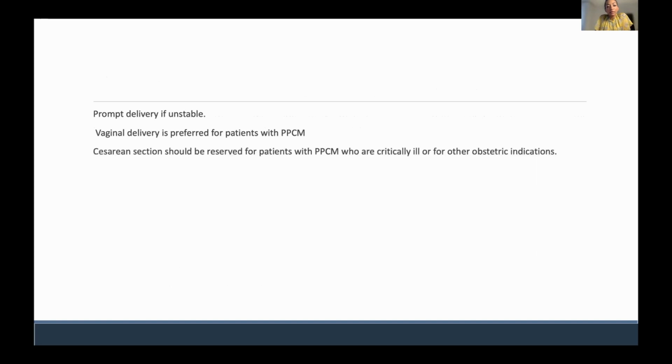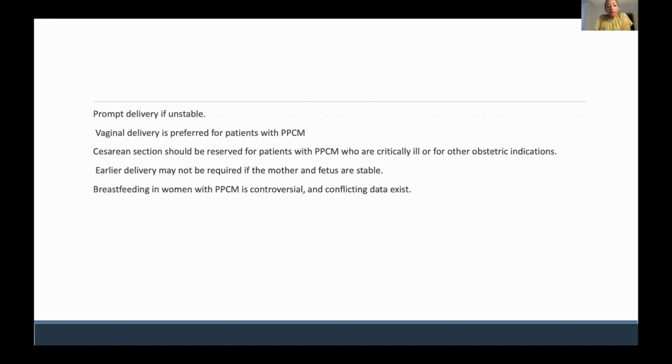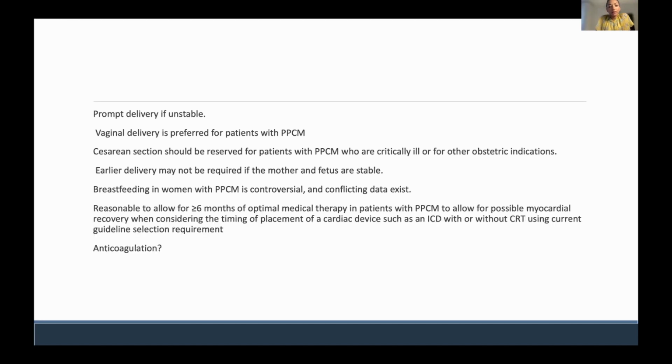Vaginal delivery is preferred in general, but C-section is reserved only for patients who are critically ill or if they need it for other obstetric indications. Early delivery may not be required if the mother and fetus are stable. There is a higher risk of fetal complications associated with peripartum cardiomyopathy, including IUGR and fetal loss. Breastfeeding is controversial, and again, ACE inhibitors and ARBs should not be used in breastfeeding women. It's reasonable to allow about 6 months or so of optimal medical therapy to allow for myocardial recovery before deciding on placement of ICD and CRT.